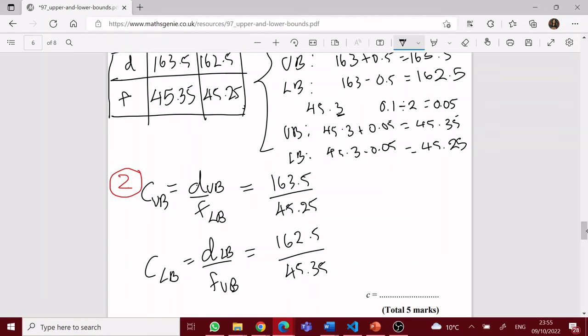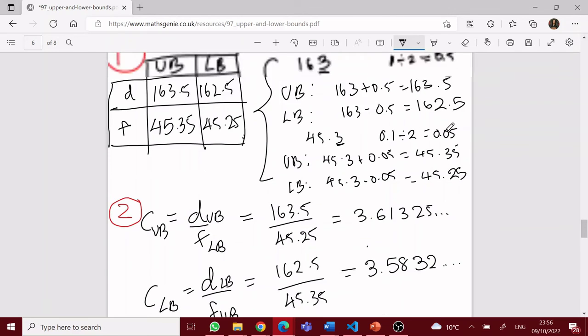Now you plug it in your calculator. So 163.5 divided by 45.25 will give you 3.61325. I write about 4 decimal places, then I'll just put dot dot dot. Now for the next one, 162.5 divided by 45.35, which will give you 3.5832 dot dot dot. So now you get about 4 marks out of the 5.